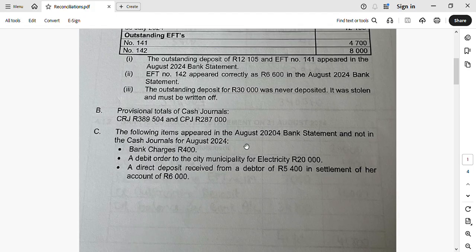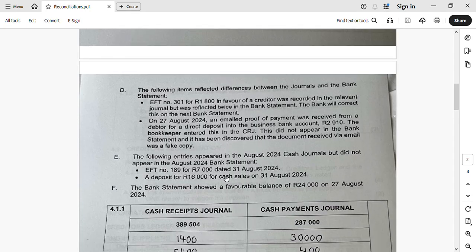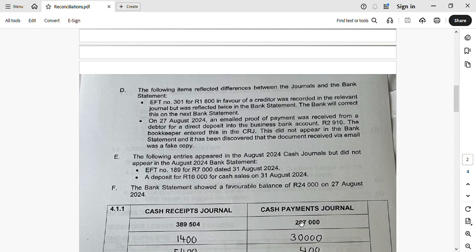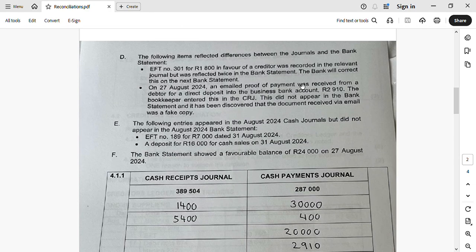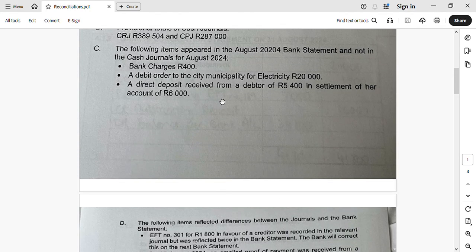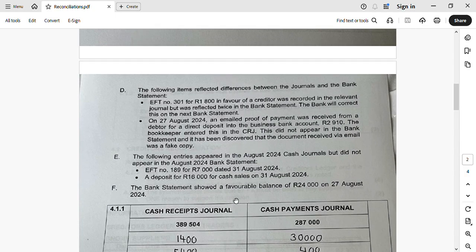Right, then the following items appeared in the August bank statement and not in the cash journals. So who hasn't made the entry? It's obviously the business because it's in the bank statement. So we have bank charges, we have a debit order, and we have a direct deposit. The bank charges, you are paying money, so it will get recorded in the cash payments journal. The debit order for the electricity, 20,000, we are paying money, so it gets recorded in the cash payments journal. The direct deposit from a debtor, you're going to receive 5,400 Rand, that will get recorded in your cash receipts journal.